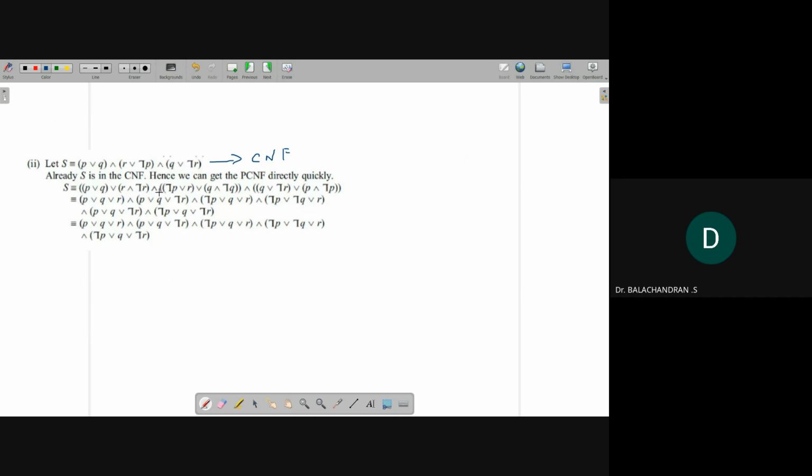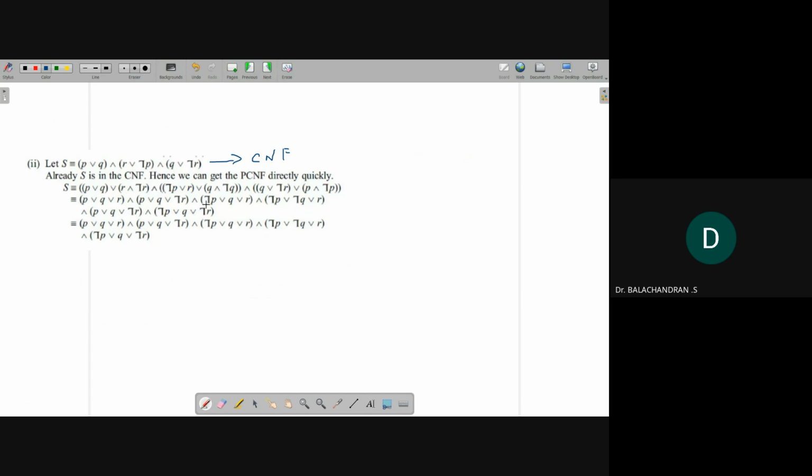And then this is negation P or R, or R. And then here, what is missing? Q term is missing. So Q and negation Q, and Q or negation R. So P term is missing, so P and negation P. So 1, 2, 3. So totally 6 elements are there: 1, 2, 3, 4, 5, 6 elements.